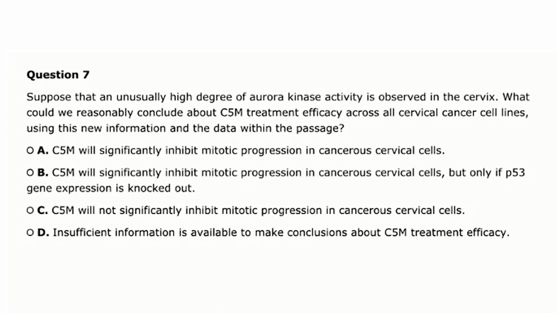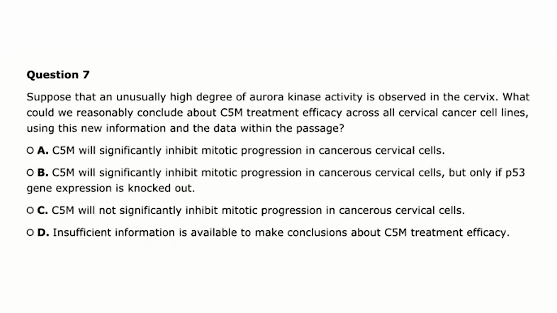Okay. So the first one tells me C5M will significantly inhibit mitotic progression in cancerous cervical cells. That's true for the one line that I've seen, but that's a big jump to make. That's a very large logical leap, because the question stem is saying all cervical cancer lines, and I've only seen one. So I feel pretty suspicious about that. That seems very extreme, and that's something to always look out for. I'm always telling students, don't go for all unless you have really strong proof that it's all. And here, with one example of one cervical cancer cell line, I'm going to go ahead and X that out. That's too extreme for me.